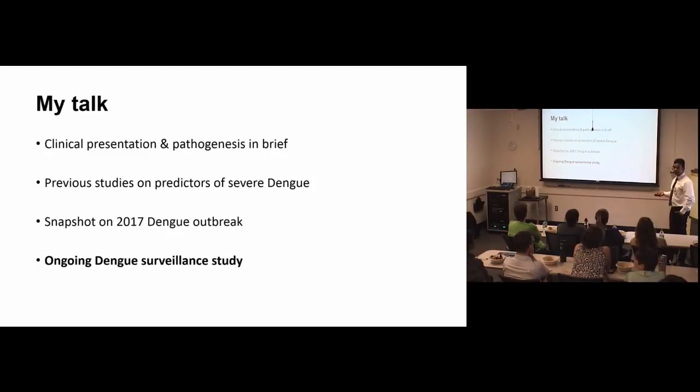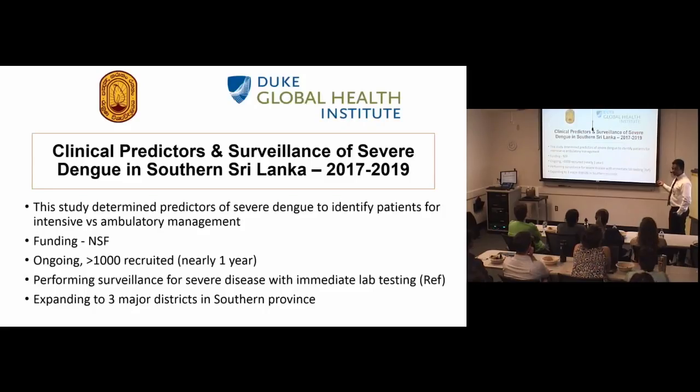So this is the ongoing dengue study which I am having. This is the study on clinical predictors and surveillance of severe dengue in southern Sri Lanka, which is going on for 3 years. Now we have passed 1 year. So from the Ruhuna and the Duke-Ruhuna collaboration, we are conducting this. The funding is from the National Science Foundation in Sri Lanka. And currently we have recruited more than 1,000 patients over nearly 1 year. And we are performing surveillance in the 3 major districts. And our goal is to make Galle a reference laboratory, so the people can easily reach it when they require lab testing.